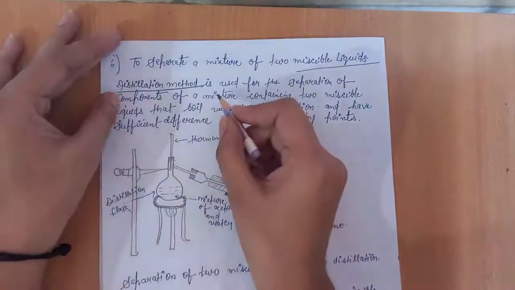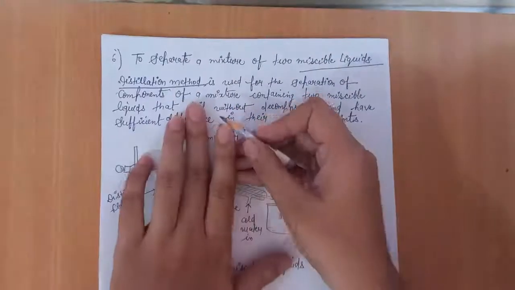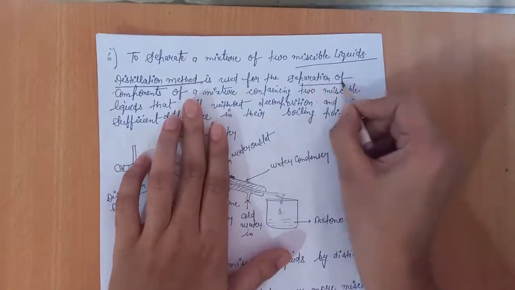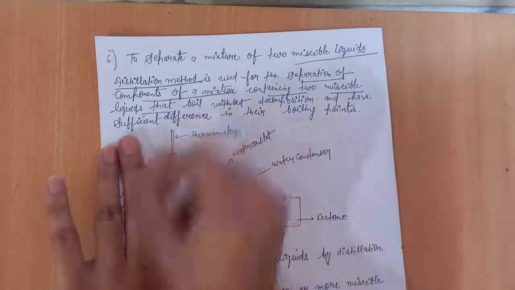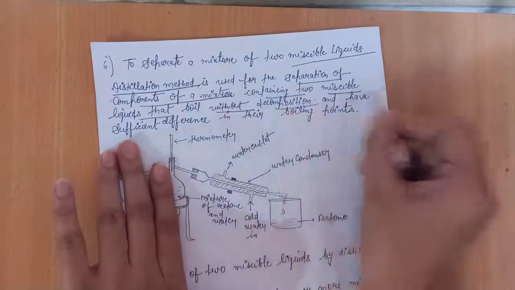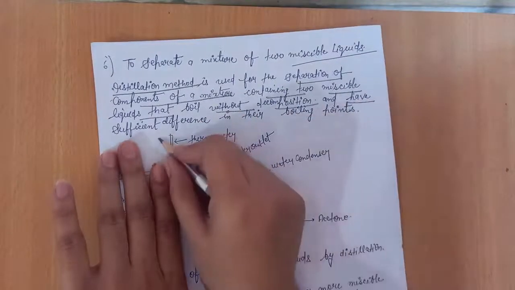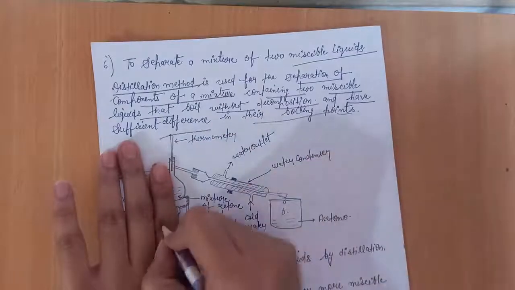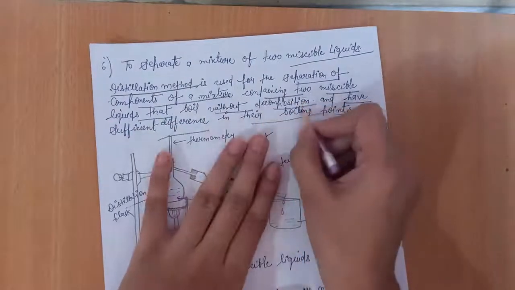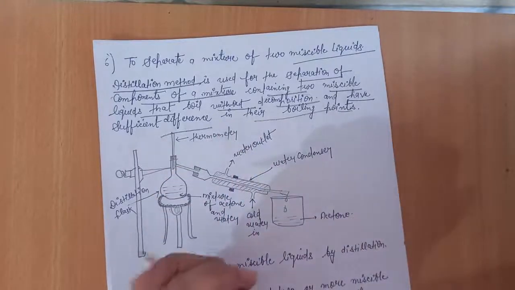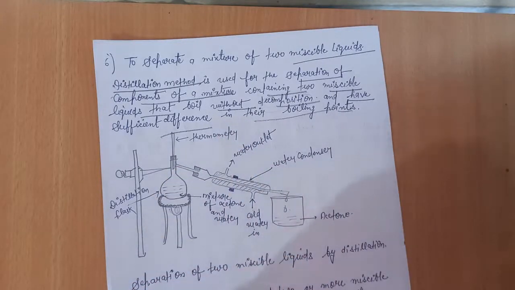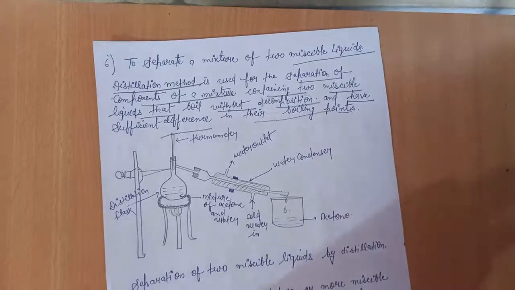And what is the distillation method? The distillation method is used for the separation of components of a mixture containing two miscible liquids that boil without decomposition and have a sufficient difference in their boiling points. Decomposition means they do not decompose or break down into smaller parts. They just remain as their composition is.